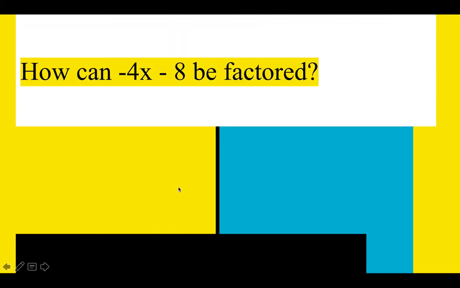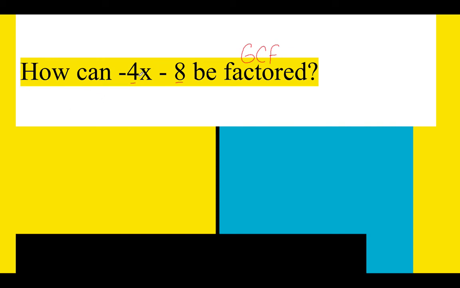All right, and how can negative 4x minus 8 be factored? Okay, and I'm going to show you, right? So there's actually two ways that you could factor this. Okay, and I want to kind of like let you think about that. Like, how do you think this could be factored? Because again, there's a couple ways, but let's talk first just about how could we factor this using the greatest common factor of the 4 and the 8, right? So let's think about that.